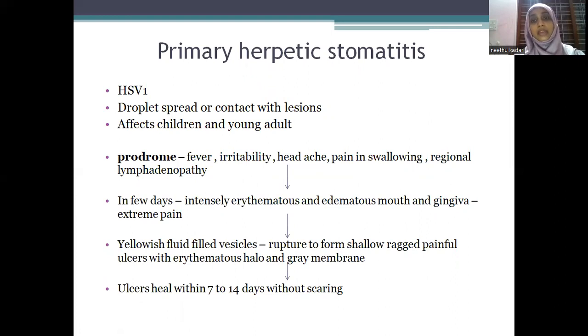The first one is primary herpetic stomatitis infection. The causative organism, like I said, is HSV. It spreads through droplet spread or contact with the lesion, usually affecting children and young adults. Most viral infections have a prodrome, where patients can have non-specific symptoms, including fever, irritability, headache, pain in swallowing, and regional lymphadenopathy. In a few days, there will be intensely erythematous and edematous mouth and gingiva, with the gingiva showing extreme pain.